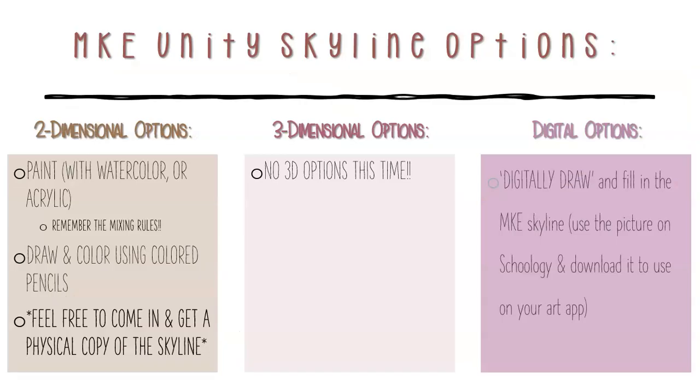So again, here are your options. There are no three-dimensional options this time, but please make sure that you are using that skyline that I showed you earlier, that digital file. Either digitally you're creating it and downloading it and using it on your art app, or you're printing it off and physically drawing over it as well.